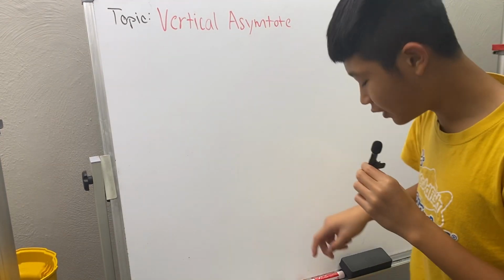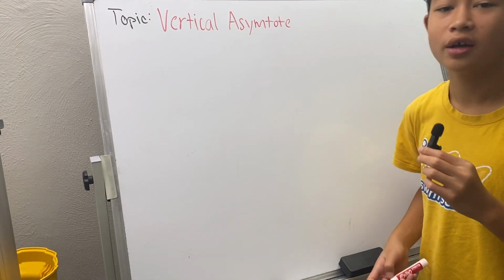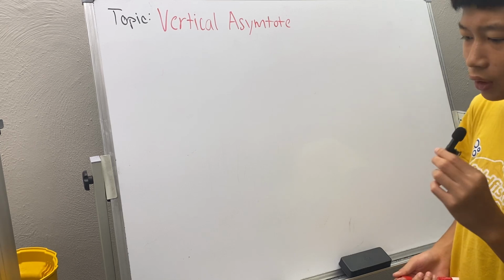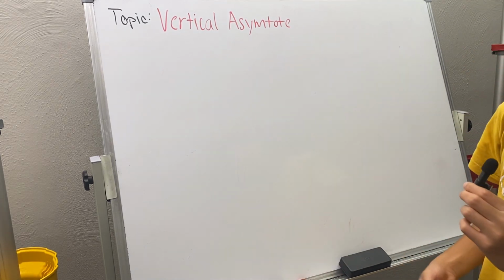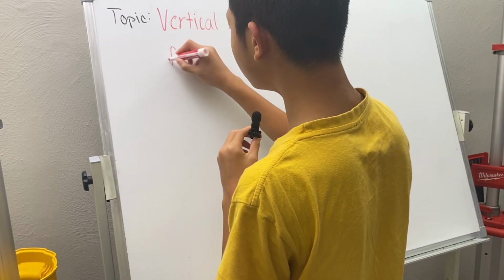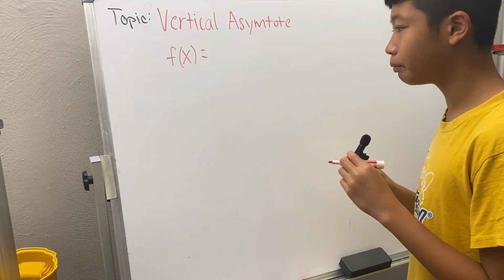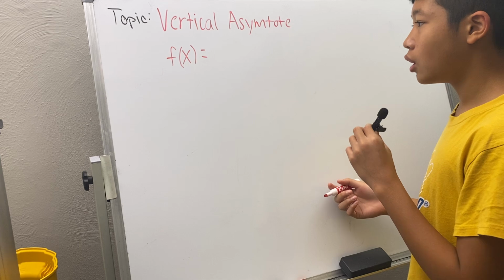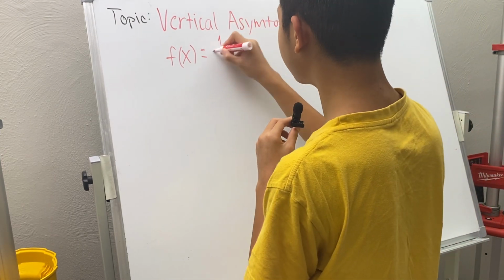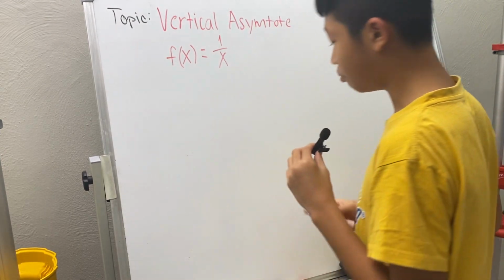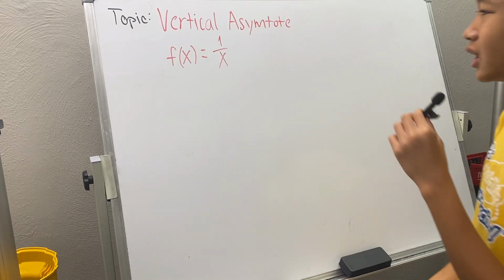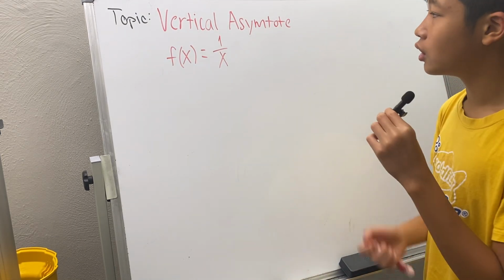Okay, today's video we're gonna find the vertical asymptote. Okay, let's give a function. f of x is equal to 1 over x. So as you see, this is a rational function.